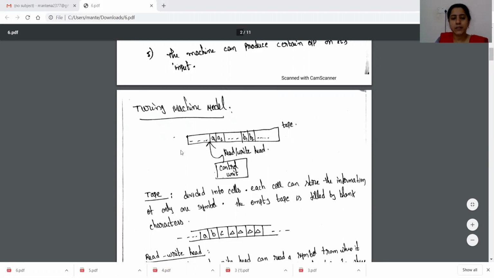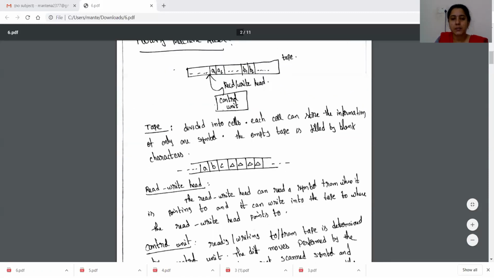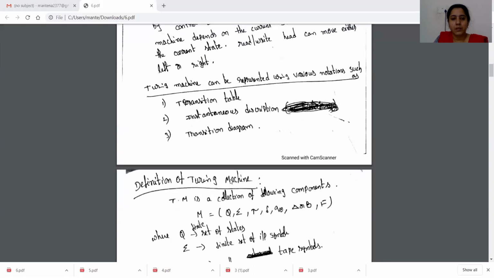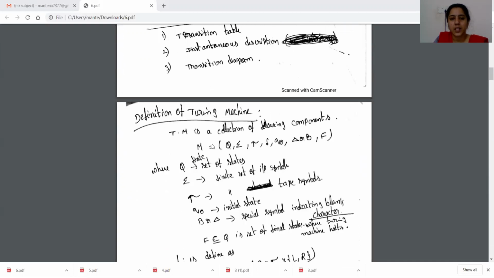This tape is mainly divided into cells. In each cell, we store one symbol. So empty tape is filled by the blank character. Here we can use any special character to fill the blank ones. Here we used capital delta. Turing machine can be represented by using various notations such as transition table, instantaneous description, or the transition diagram.